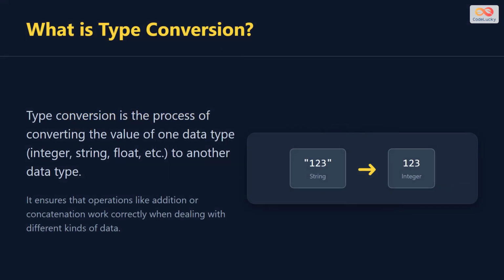So, what exactly is type conversion? Simply put, it is the process of converting the value of one data type to another. For example, changing a text string into a number or an integer into a decimal. This is crucial because Python needs to know exactly what kind of data it is working with to perform operations correctly.